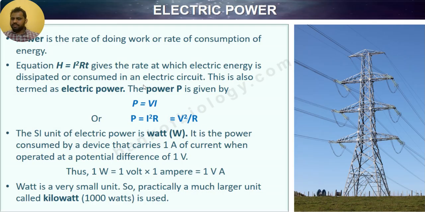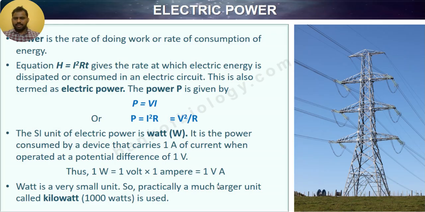The SI unit of electric power is watt, W-A-T-T, again named after some scientist. It is the power consumed by a device that carries 1 ampere of current when operated at a potential difference of 1 volt. Thus 1 watt is equal to 1 volt into 1 ampere, 1 VA.